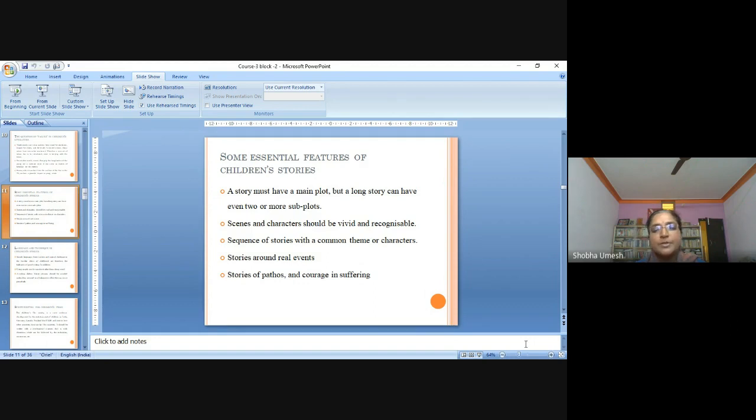In certain stories, there is a sequence, one after the other, where one incident takes place in one part of the story and the second incident takes place in another story, like that.